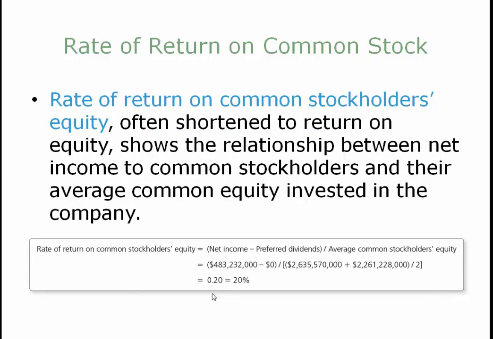In this example, you can see the calculation. It's net income minus preferred dividends divided by average common stockholders' equity. And what it tells you is that they made 20%. That's a pretty good return on investment, considering that the benchmark, if you put money in a bank account, you're going to make less than 1%. So that's a pretty good return on common shareholders' equity. I wanted to show you this so you get an understanding of what's going on there.